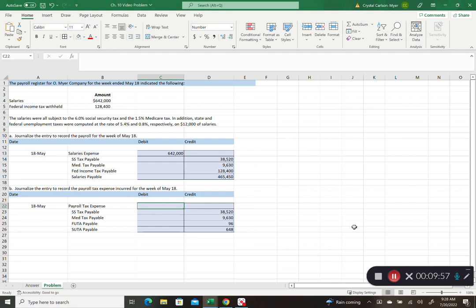All right, now I can go back and calculate my payroll tax expense, because if you remember the rules of debits and credits, I have to have at least one debit, at least one credit, different accounts, and our debits have to equal our credits, so they have to balance. So to figure out my payroll tax expense, I'm going to add up my Social Security tax payable, my Medicare tax payable, my FUTA, and my SUTA. So we have $48,894 of payroll tax expense for the week of May 18th for this particular business.